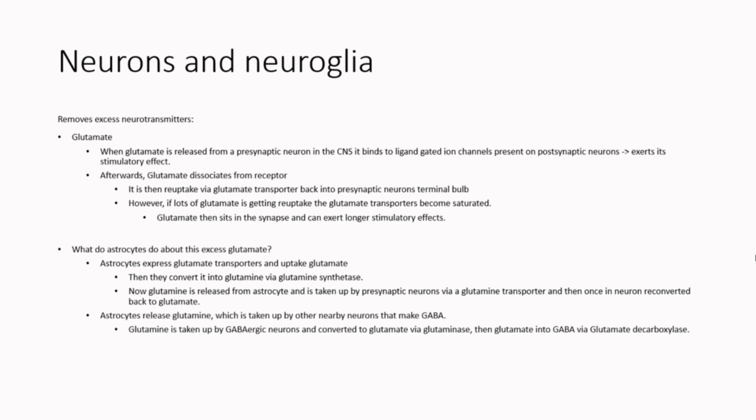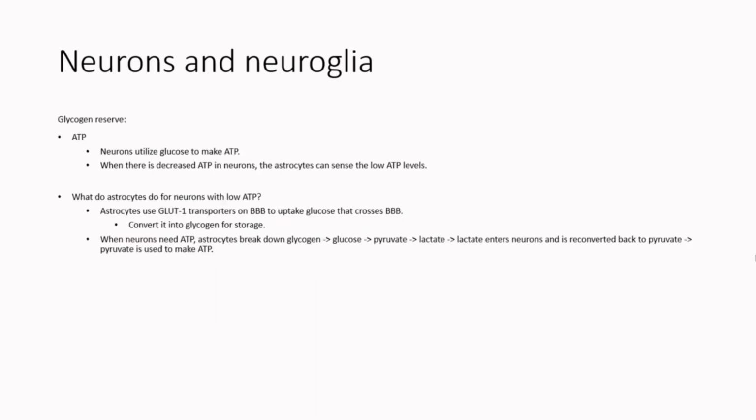Now when we have glutamine, it can go two ways. It can either be taken up by the presynaptic neuron via glutamine transporters, and once they are in the presynaptic neuron, they will be reconverted back to glutamate. Or when the astrocytes release glutamine, it's taken up by nearby GABAergic neurons, and they will be converted back to glutamate via the glutaminase enzyme, and then from glutamate into GABA via glutamate decarboxylase. So it can go two ways, to the presynaptic neuron or to the nearby GABAergic neurons.